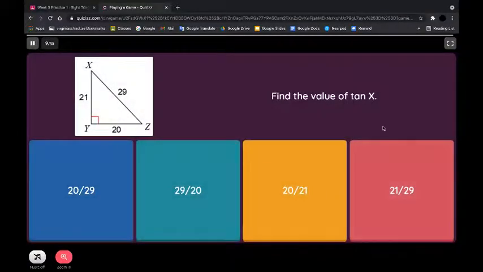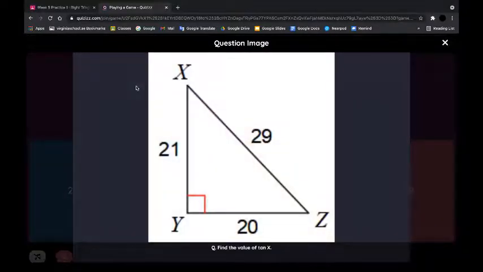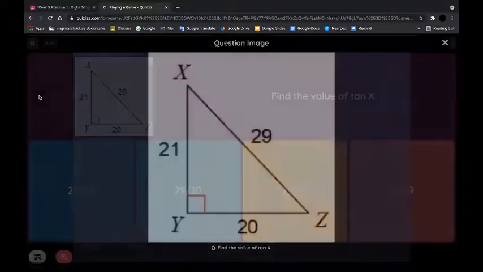Find the value of the tangent of x. The tangent of a theta or an angle is nothing but opposite over adjacent. So the opposite of angle x is 20 and the adjacent is 21. So the answer is 20 over 21.